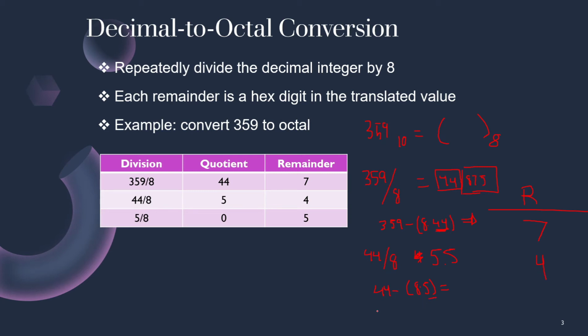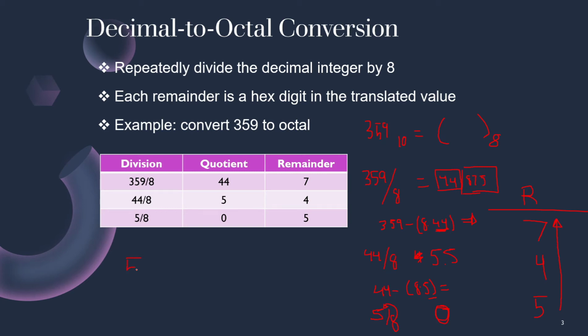Now with this 5, we divide by 8. 8 goes into 5 0 times, so 5 is the remainder. 8 doesn't go into 5 at all, so the quotient for that is going to be 0. There's still 5 left. So there's 5. And we read it that way.